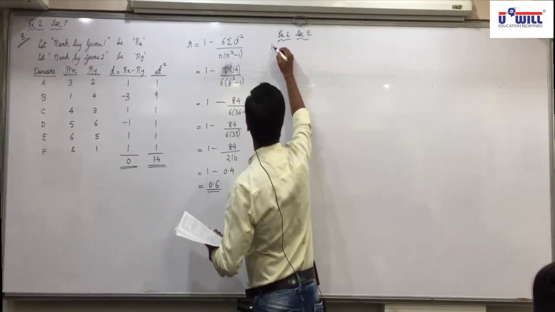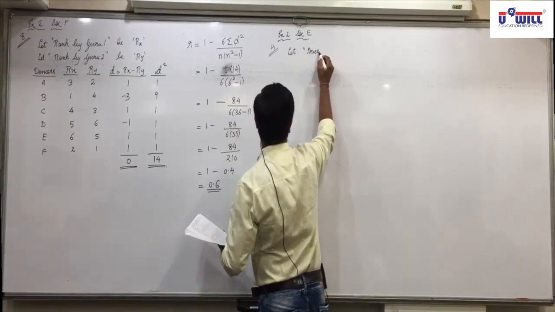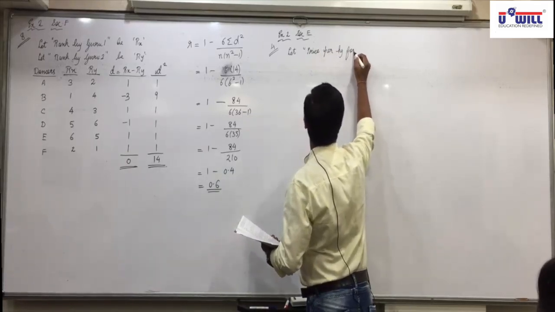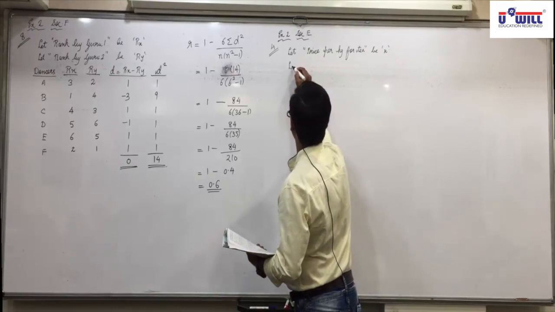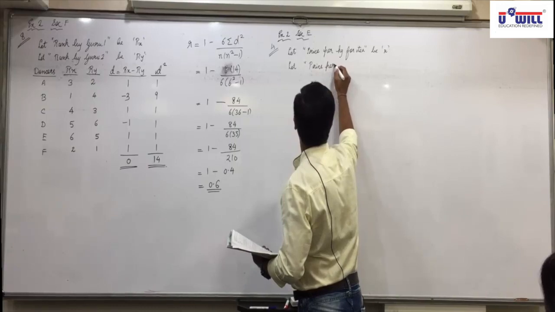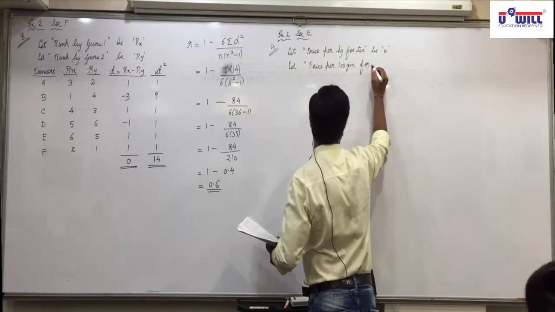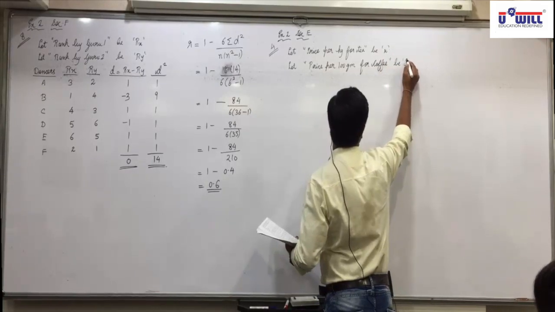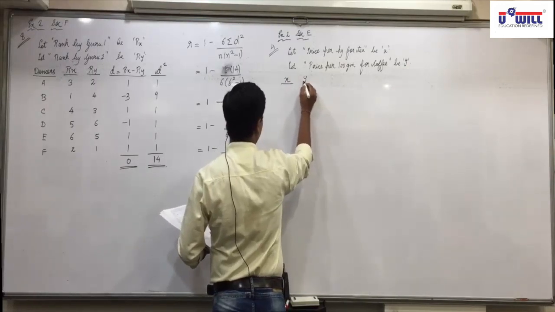Question number 4. Let price per kg for tea be X and let price per 100 gram for coffee be Y. So first we'll write the values of X and Y.